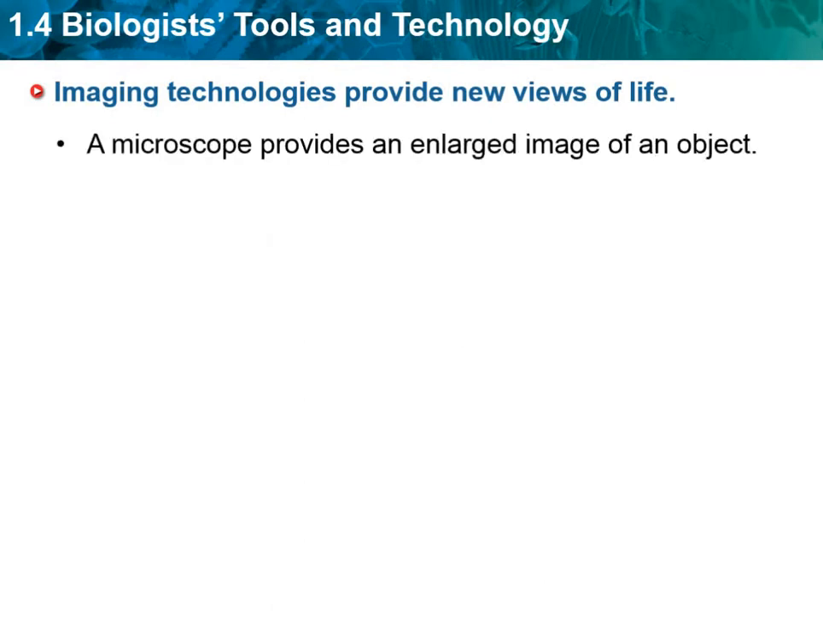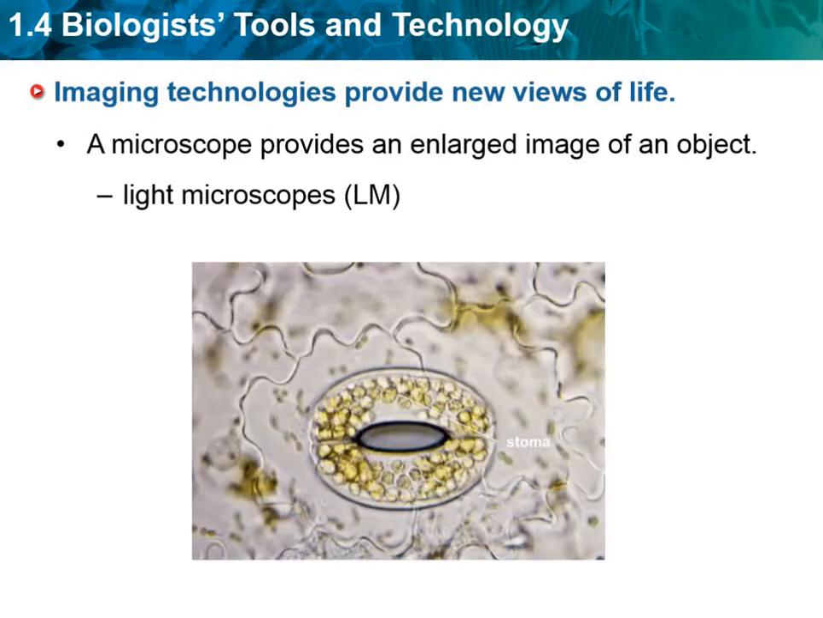But one of the first things we're going to talk about that's used in biology is microscopes. So in class, we'll end up using some microscopes. We'll probably most likely end up using what are known as dissecting microscopes, which we'll talk about when we get there. So a microscope provides an enlarged image of an object. There's light microscopes or LM microscopes, and they are going to be able to magnify things usually about 1,000 times what you'd be able to see with the naked eye.